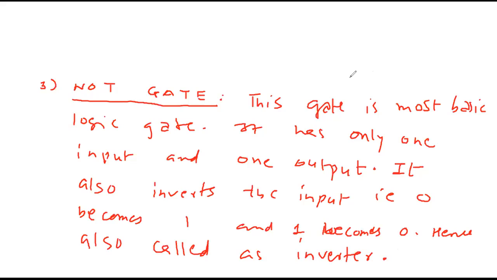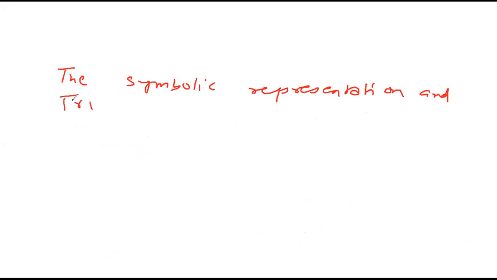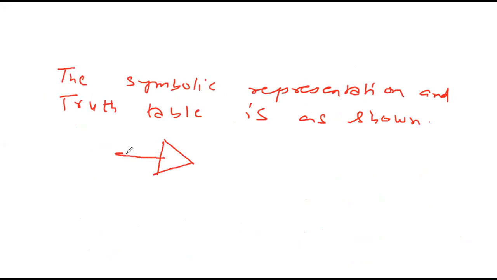The symbolic representation and truth table are as shown. This is a triangle with an input. Here one circle indicates inversion, then the output. A is the input, here X is the output.